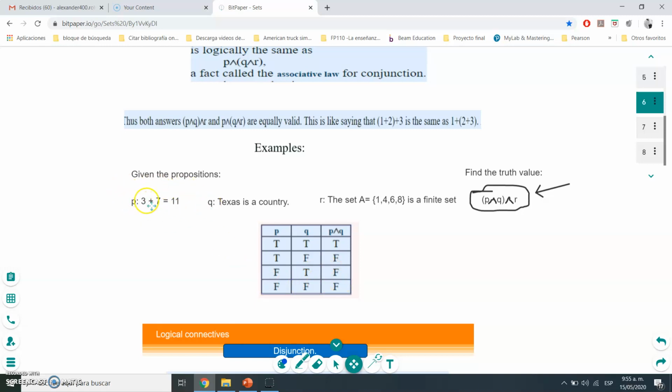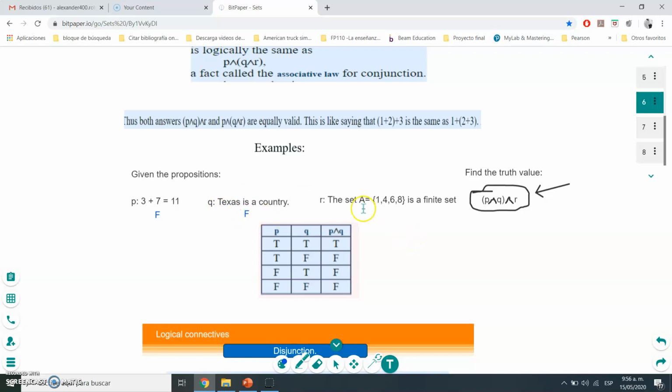We have P: 3 plus 7 equals 11. So let's find out if this is true or false. Is that true? No, this is false because 3 plus 7 makes 10. This is not 11. So in this case, this proposition is false. All right. We already have the first one. Now, the second one. Q is Texas is a country. Is that true or false? That's false because Texas is a state. It's not a country. It's a state but not a country. So this is false.